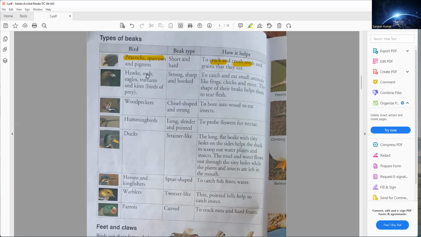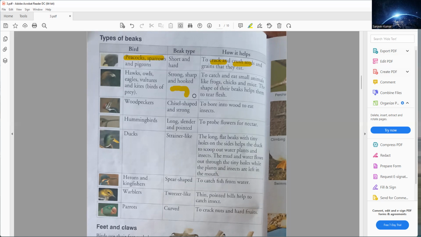Then coming to the hawk, owls, eagles, vultures, and they are very strong birds. Okay, strong and sharp hooked. They have a broad beak but with a hook like this. Now hook means what? Hook is something that you have at home. आप hook लगाते हैं wherever you put the hooks on the doors. What for? For hanging something. Yes, for hanging your smaller things, your keychains.